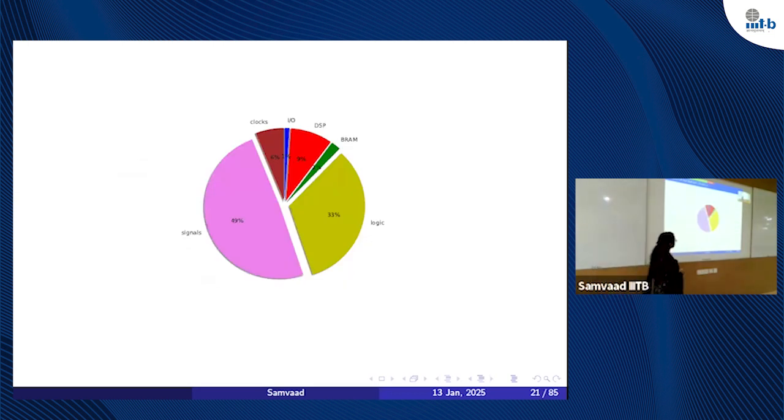So this was the resource consumption of my design. Maximum resource was consumed by logic and also the switching of the signals. This is power consumption, not resource. So switching signals consumed the highest amount of power, and logic; the others were very small percentages.